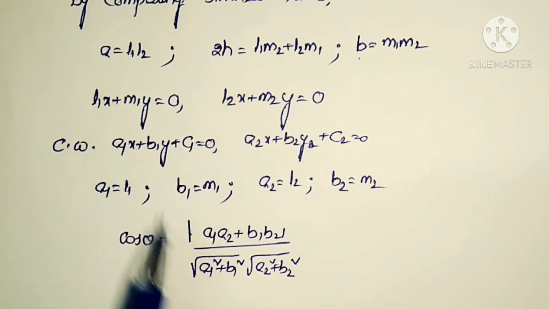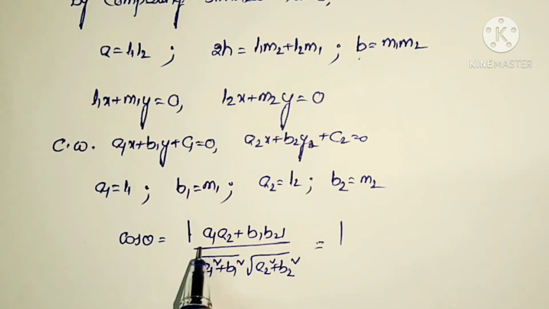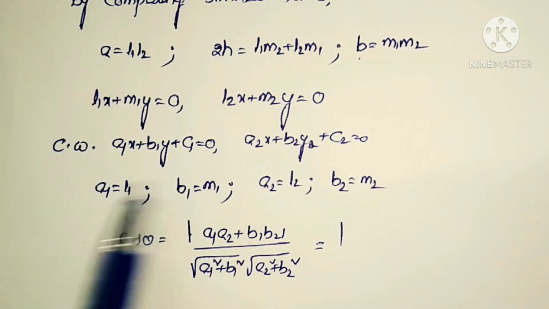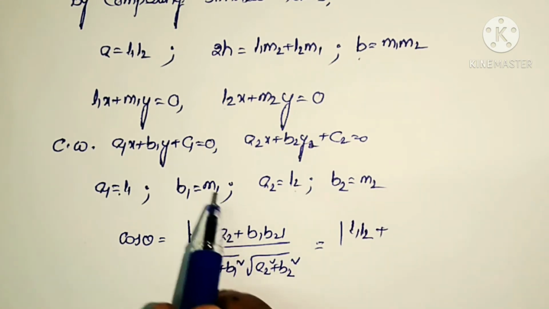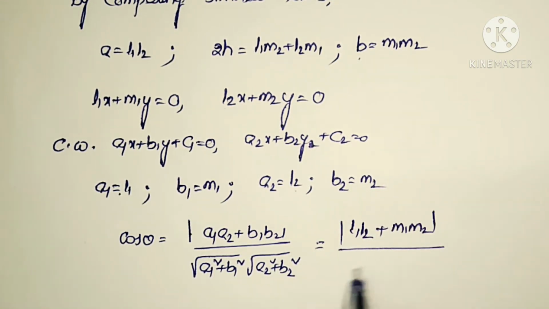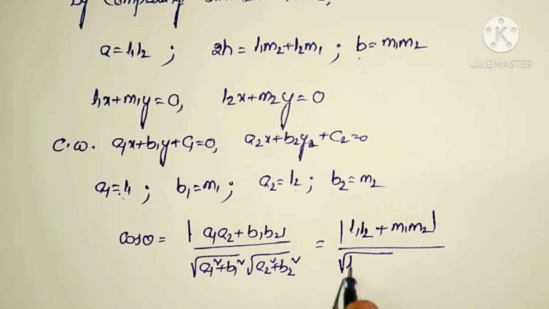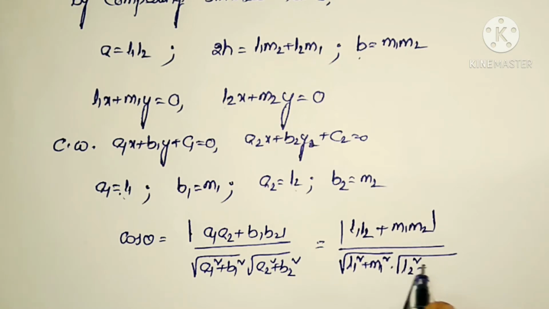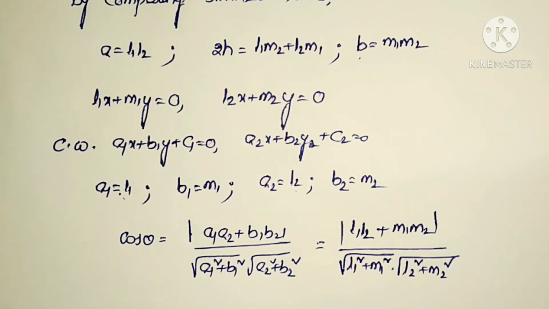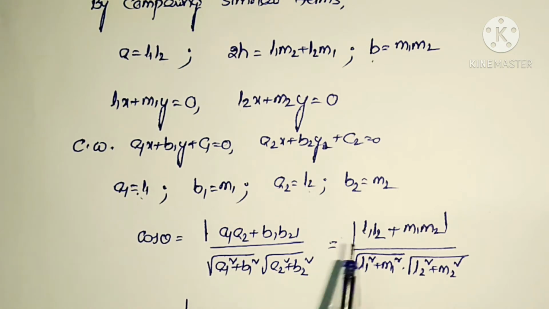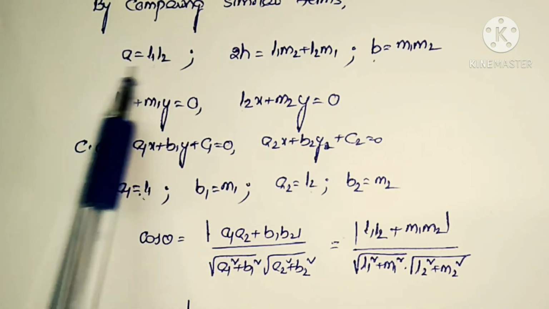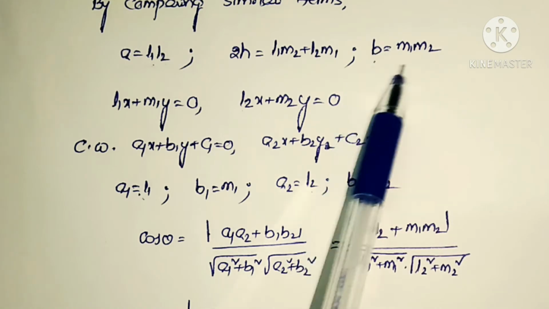Now substituting these values here: this is equal to modulus of a1a2, where a1 is l1 and a2 is l2, that is l1l2, plus b1b2, that means m1m2, by square root of l1² + m1² into square root of l2² + m2². So first we take the formula and substitute the values here. Now this is equal to, under modulus, l1l2. What is the l1l2 value? a. And m1m2, what is the m1m2 value? b.